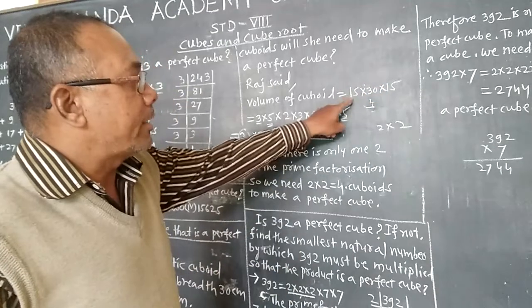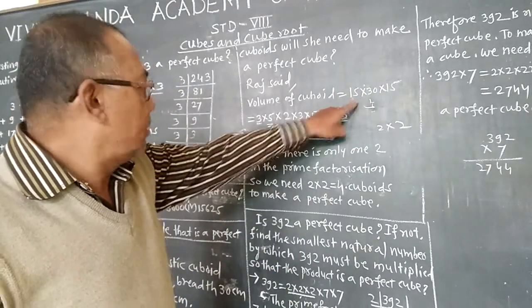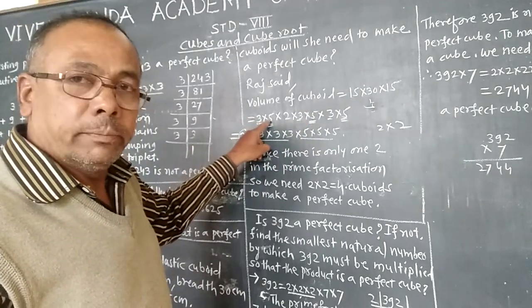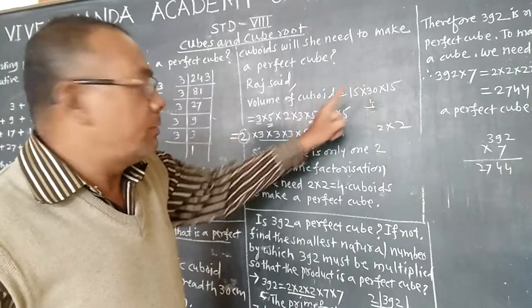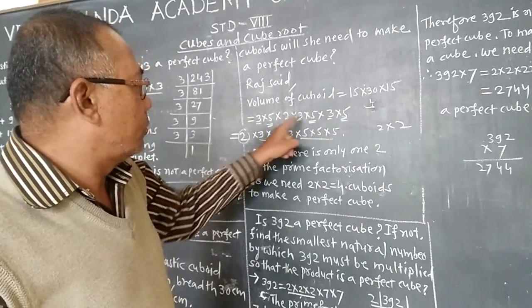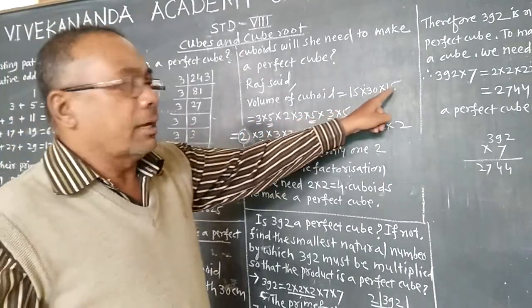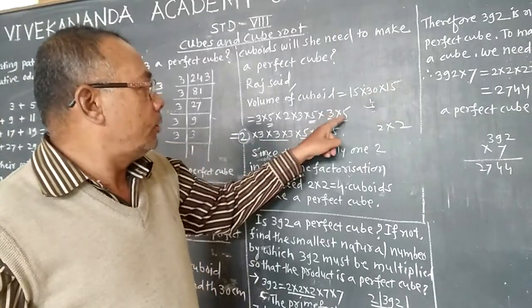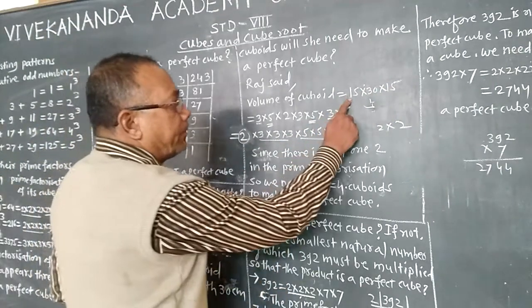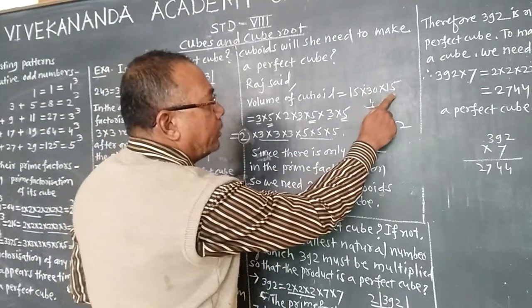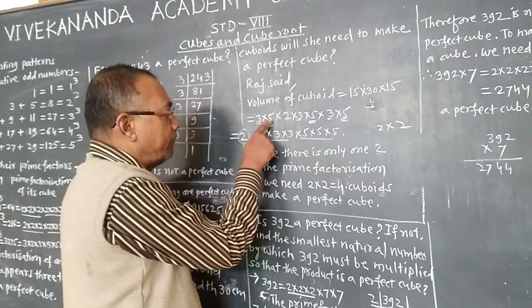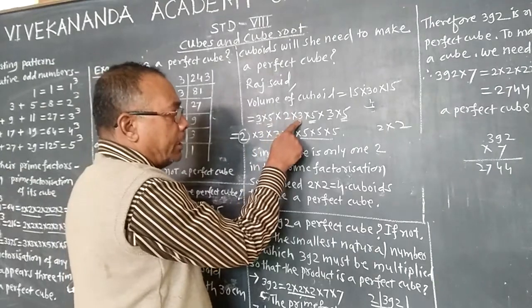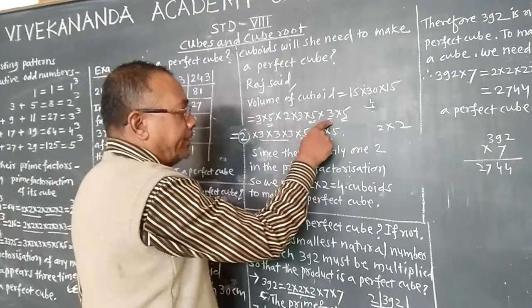Now if we factorize 15, then we will get 3 into 5. Now if we factorize 30, then we will get 2 into 3 into 5. And again factors of 15 are 3 into 5. In this way 15 into 30 into 15 can be written in the factor form, that is 3 into 5 into 2 into 3 into 5 into 3 into 5.